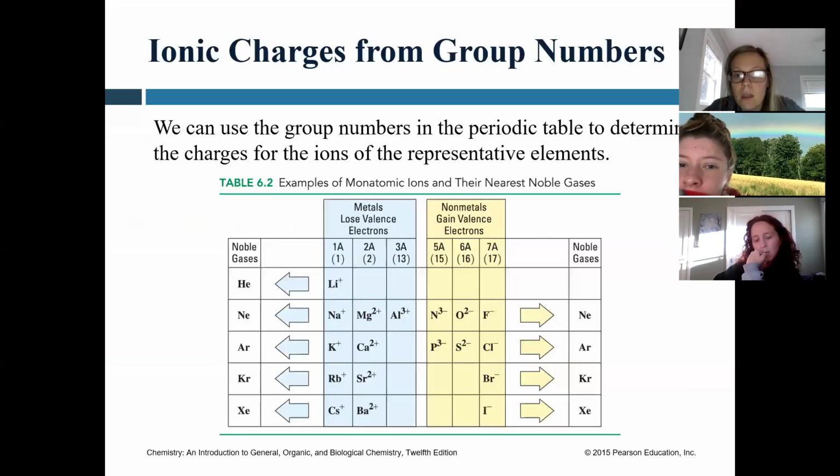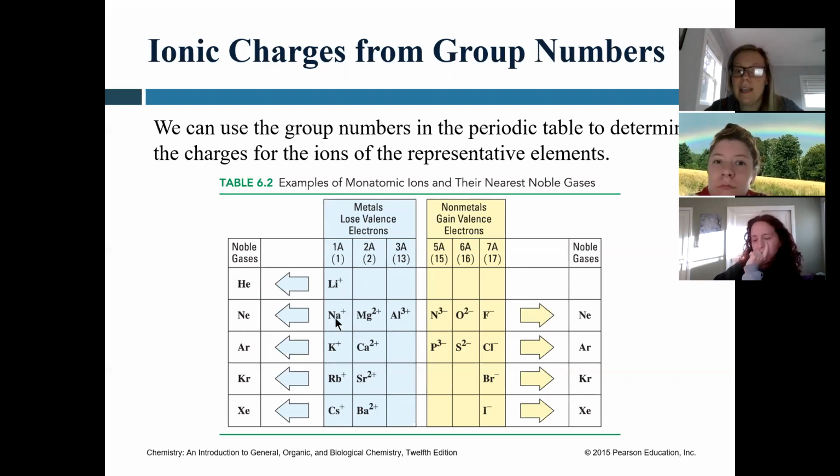So everything is going to gain or lose electrons to get to this noble gas configuration. Chlorine gains an electron to become like argon. Oxygen gains 2 electrons to become like neon, right? Sodium, on the other hand, has to lose an electron to become like neon.